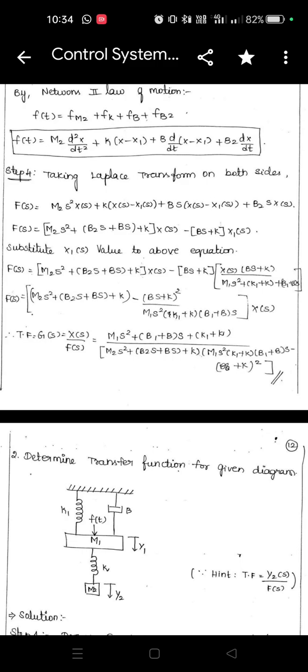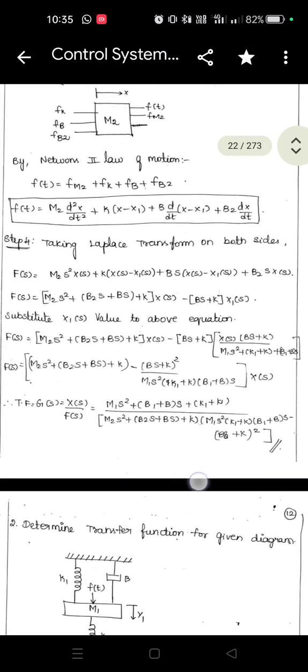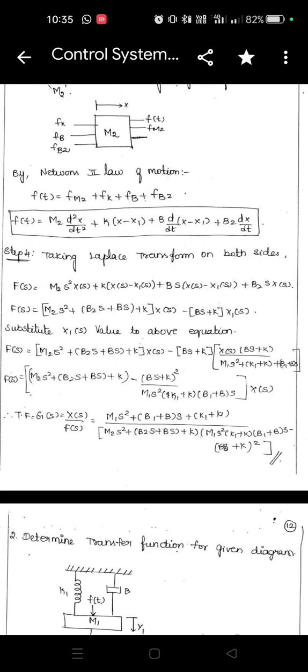So what is the transfer function, guys? I told you before starting the problem, transfer function is nothing but the Laplace transform of the output divided by the Laplace transform of the input, right? So x of s is here as the output term and f of s is my input term. So I'm moving f of s to my right side and the entire equation to my left side.